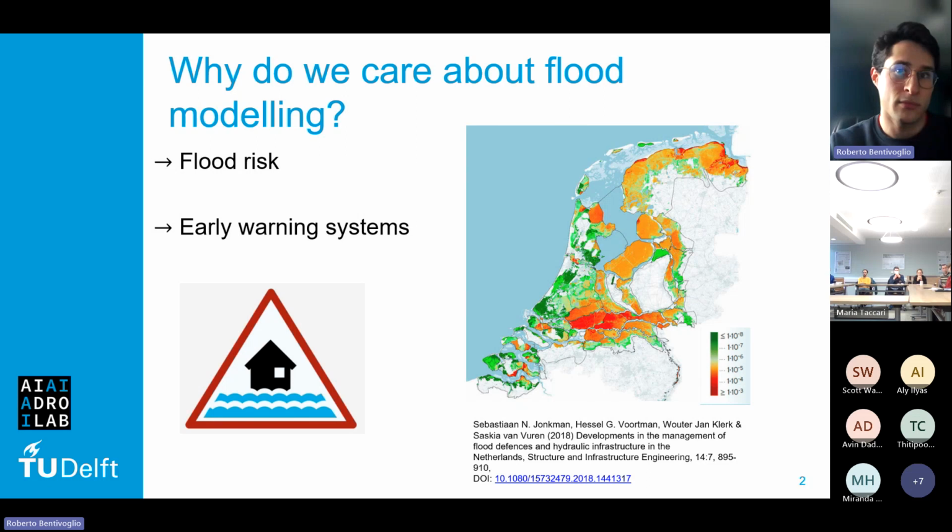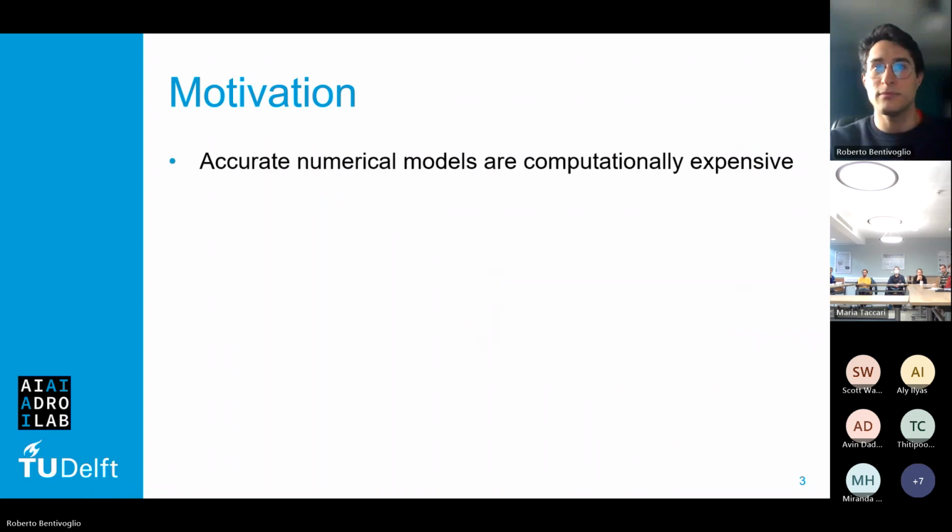Now the issue is that the numerical models, which are commonly used for this kind of application, are computationally expensive. If we want an accurate solution, we're going to spend a lot of time. This means that for flood risk, where we have to run probabilistic analysis and a lot of simulations, this is not feasible. And for early warning systems, we want something that runs in real time. Those two characteristics are not compatible with long computation times. So that's the motivation for this work.